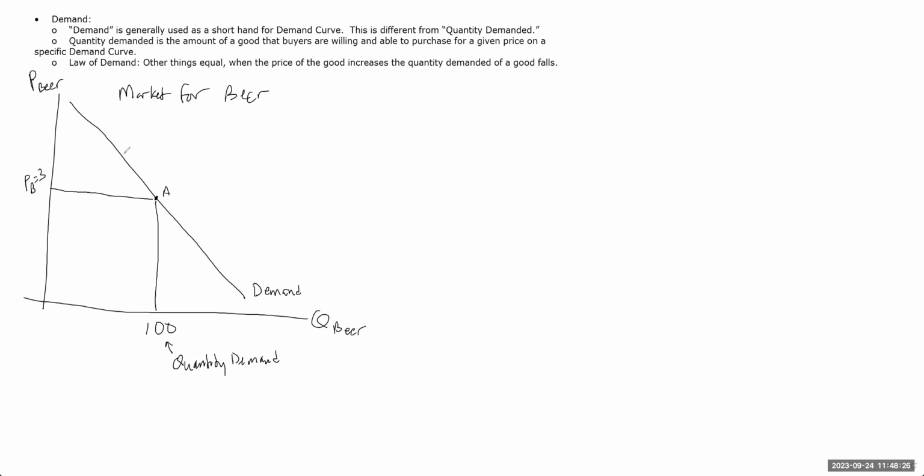Okay, another one, B, when the price is higher than 3, say $4 a can.